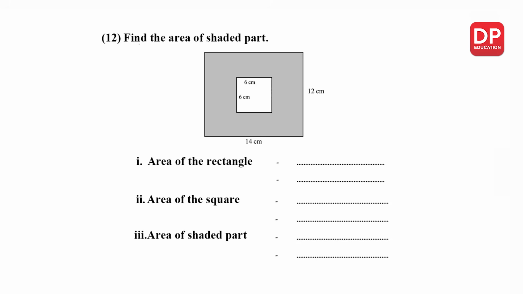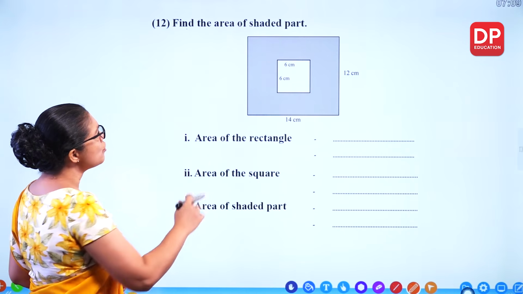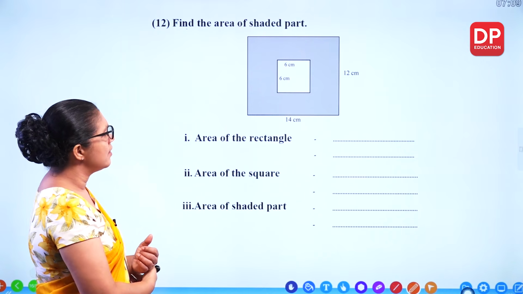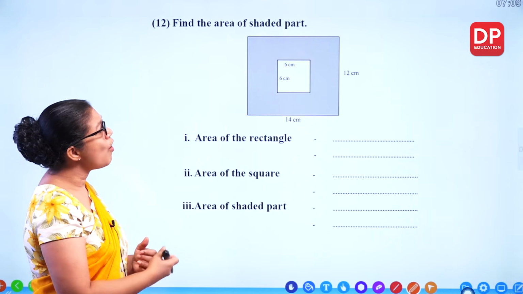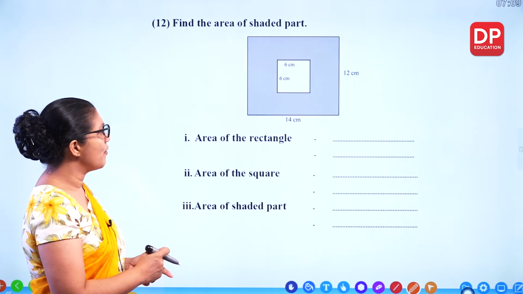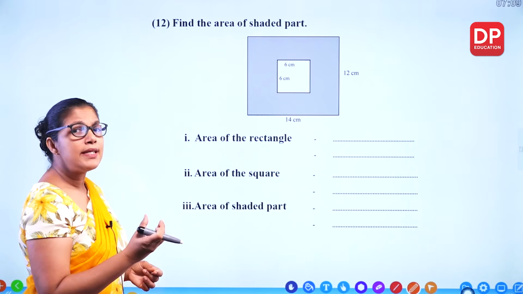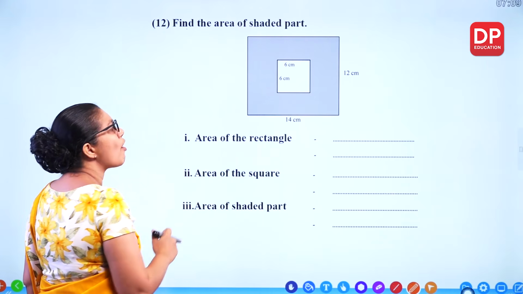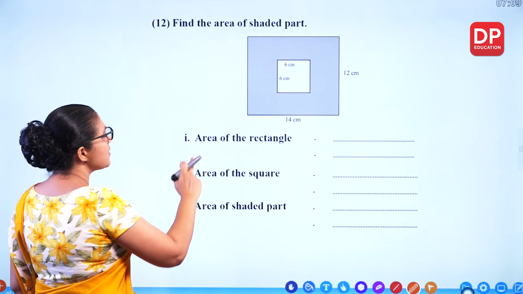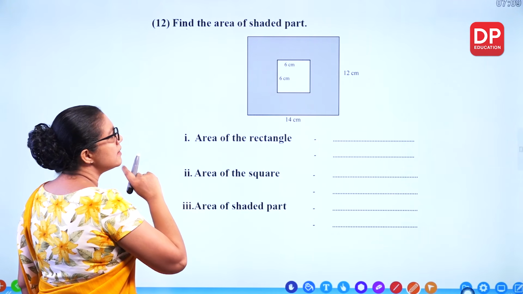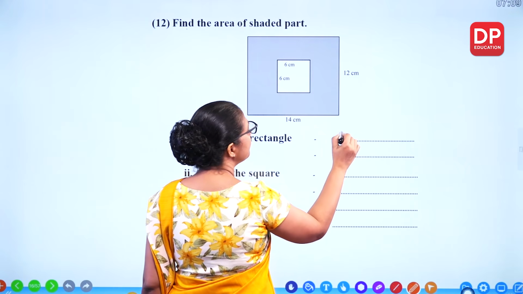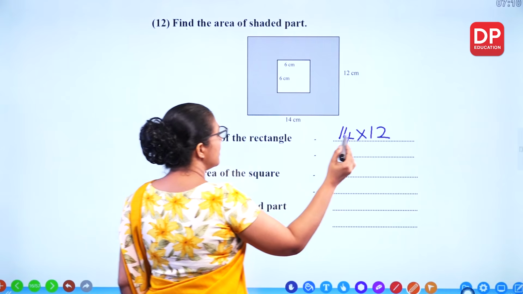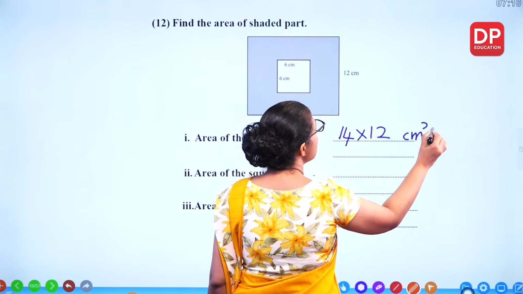Find the area of the shaded part. So you need to find the area of this part. How can we do that? If we take the area of the full big rectangle and subtract the area of this square, you get the area of the shaded part. So what's the area of the rectangle? Length is 14, breadth is 12. This is in square centimeters.